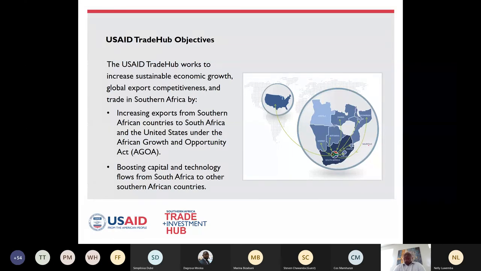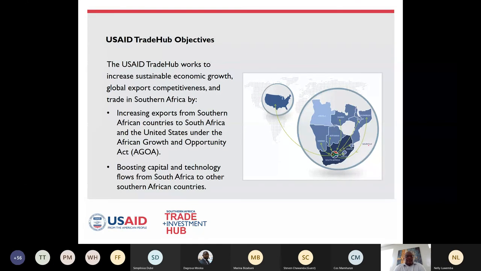And we have 3 main objectives or 3 main target areas for our activities. We mainly work across 8 countries in the SADC region. The 8 countries are led by South Africa, as shown on the map there, and the 4 other SACU countries, that is Eswatini, Lesotho, Botswana, Namibia, as well as 3 other countries, that is Mozambique, Malawi, and Zambia. So those are the 8 countries that we cover.